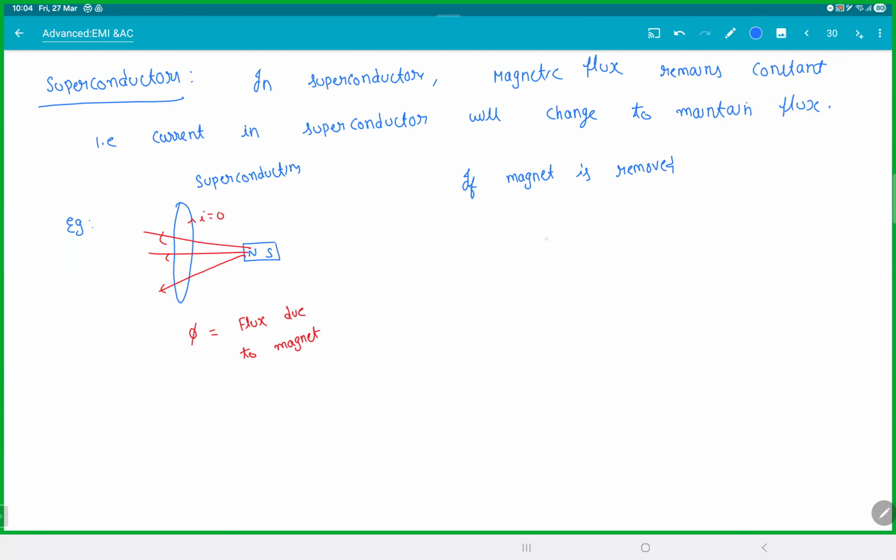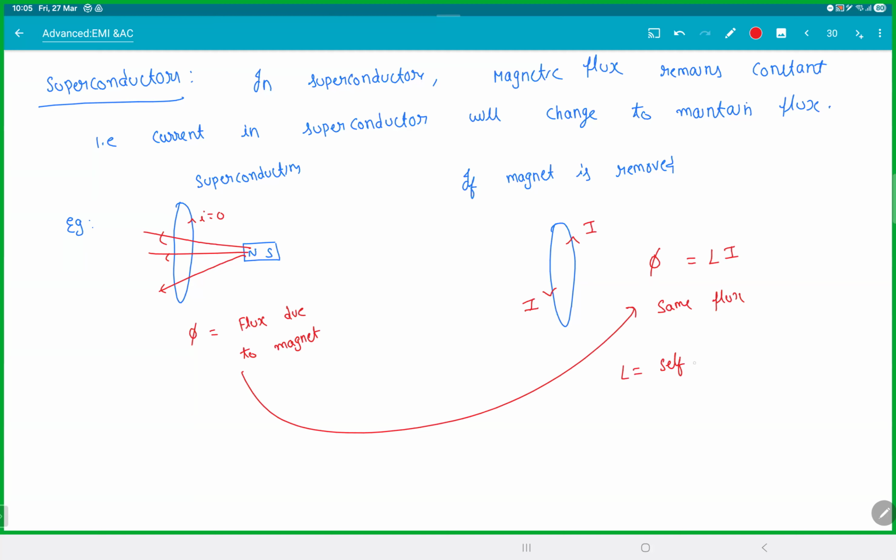So the superconductor property is this. Now suddenly what will happen? The magnet is gone. This superconductor will induce a current I such that the same flux phi is equal to L into I. This is the same flux as before, and L is the self-inductance of the ring. So if you create a flux by a system and try to move that system, the new current induced in the superconductor will be such that whatever the initial flux was, you still have the same flux. Is the idea clear?